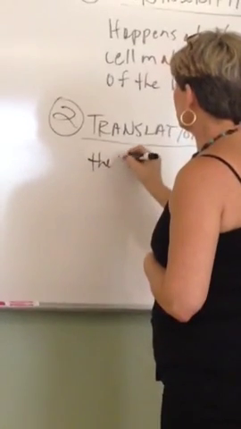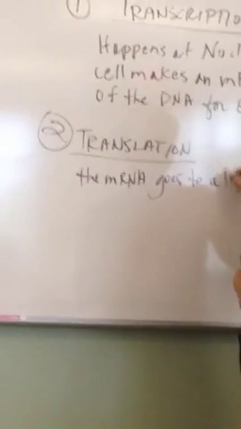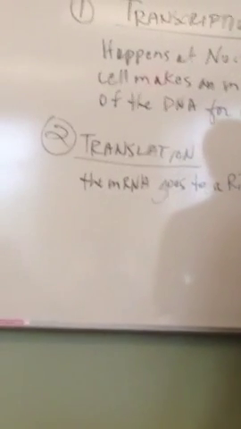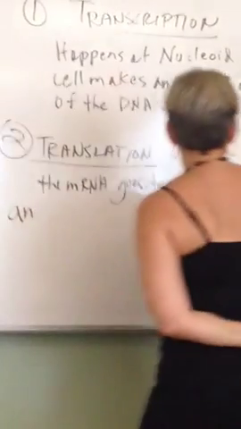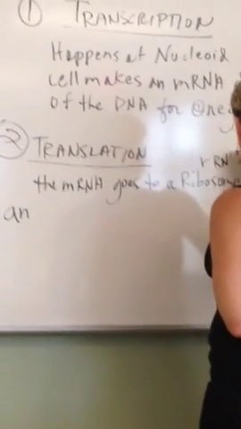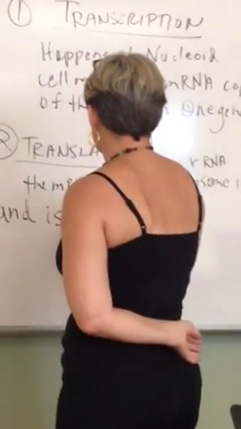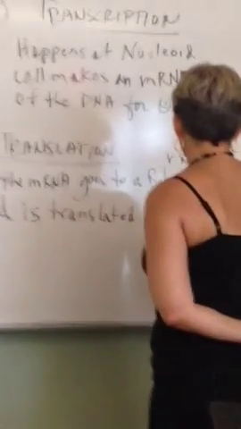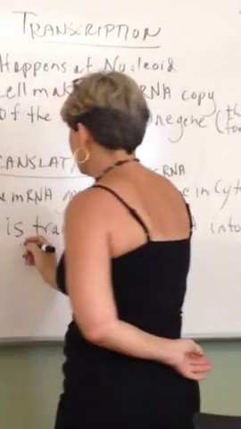In translation, the mRNA goes to a ribosome in the cytoplasm. That's where that's going to happen. So the ribosome is the rRNA. So the mRNA goes to rRNA and is translated by tRNA into a chain of amino acids.